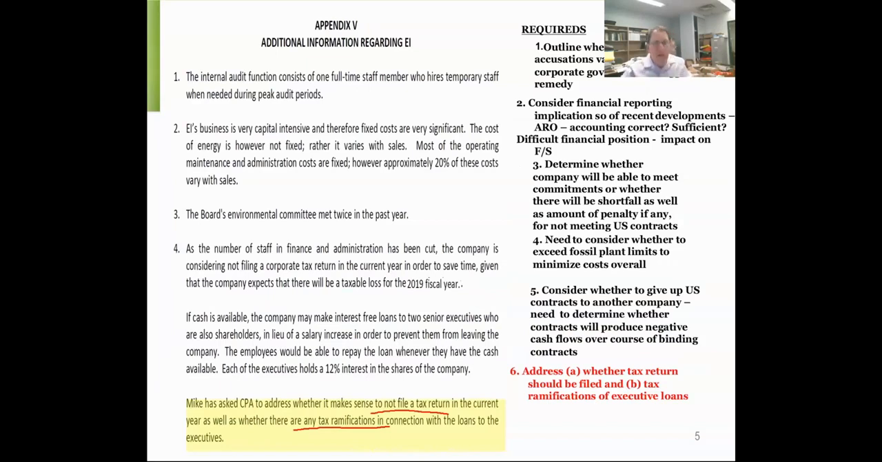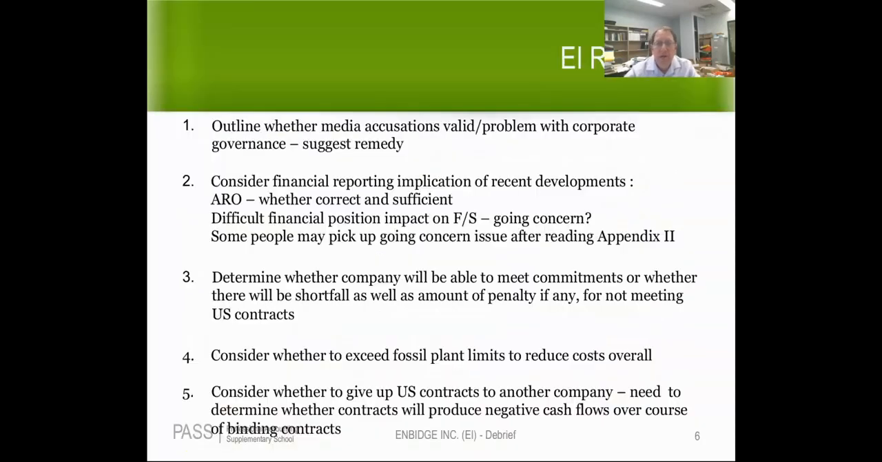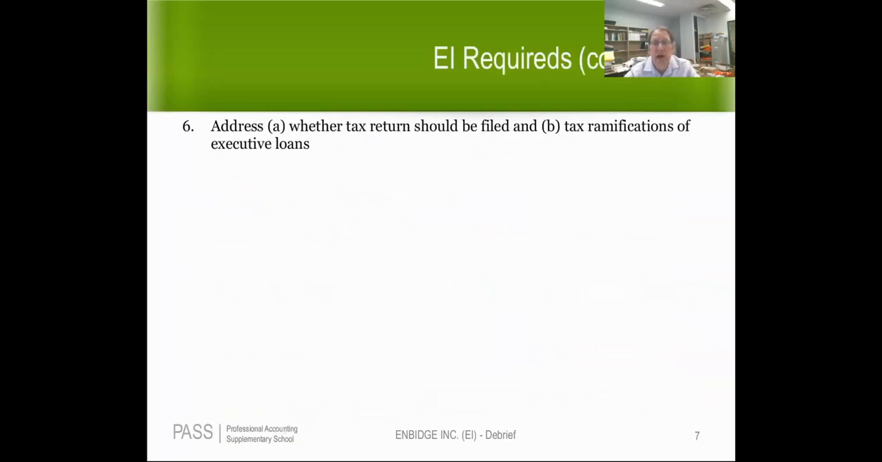All right. So people, you just have to be aware that they can totally ask you a required in the appendices. Okay. Any questions? So I think I have about 6 requireds. The first one was governance, then we have financial reporting, then we've got these numerical ones, number 3, 4, and 5, which is dealing with cash flows. And then we got 6, we got tax.